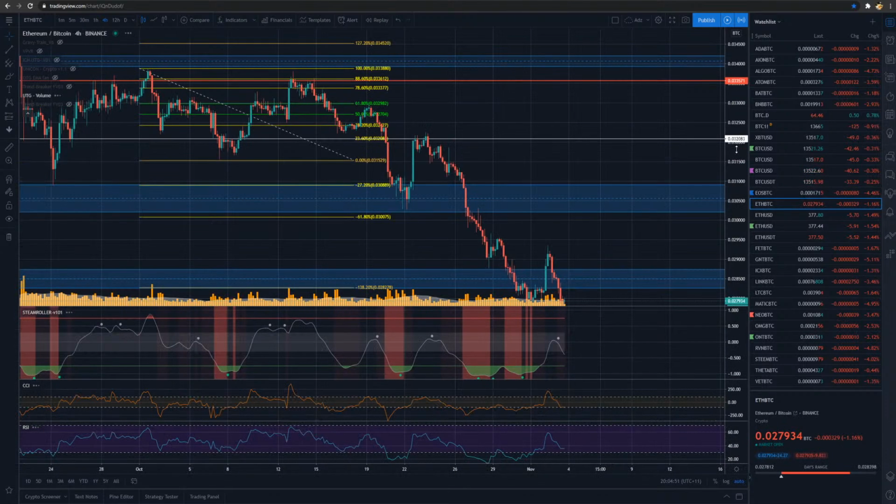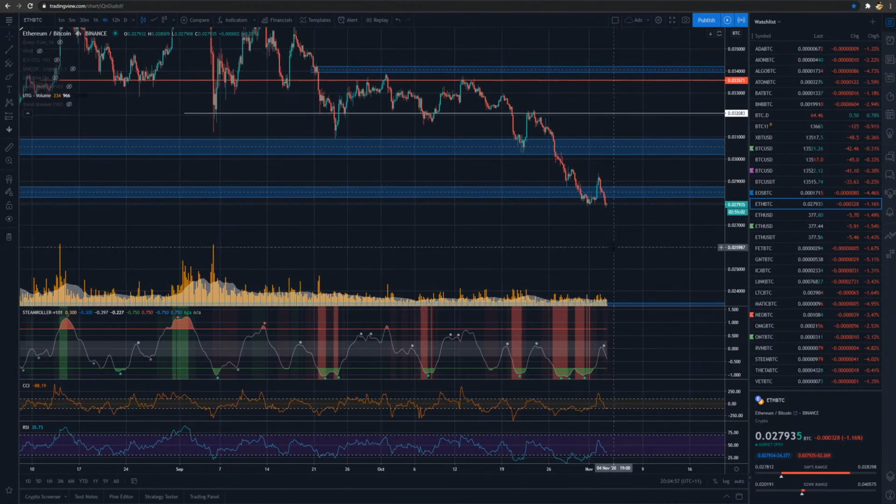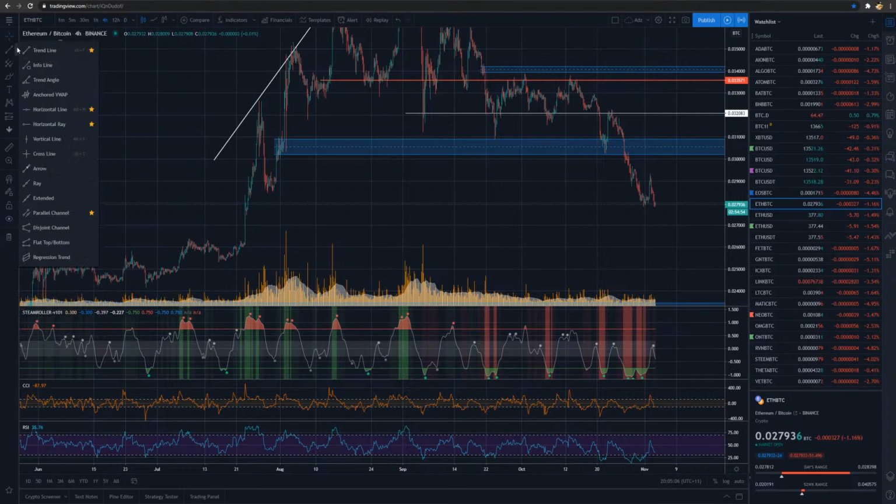Just be patient, because the time for alts will come, and when they come, you're going to need to be on your game. So right now, I'm happy to stay out of alts. It's a bloodbath. So just to validate that it is a bloodbath, we have smashed through this level of demand that we spoke about probably not long ago.